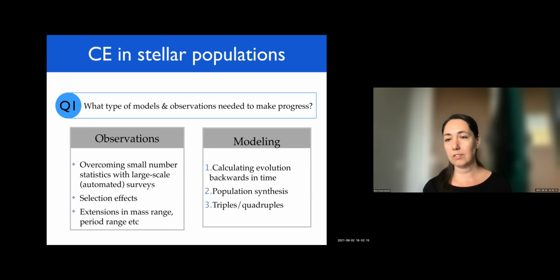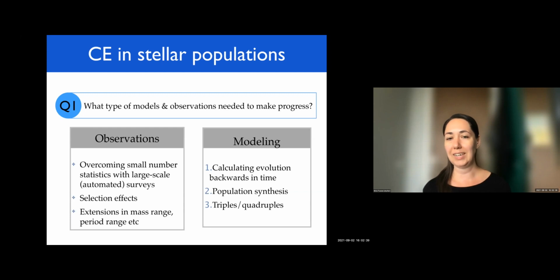We also understand the selection effects much better because these samples are coming often from large scale automated surveys, which is really helping to compare them with theoretical modeling. And it also means that these samples are now extending in what they're probing. So in the range of masses, the range of periods, and more different types of binaries. So I think that's very exciting.